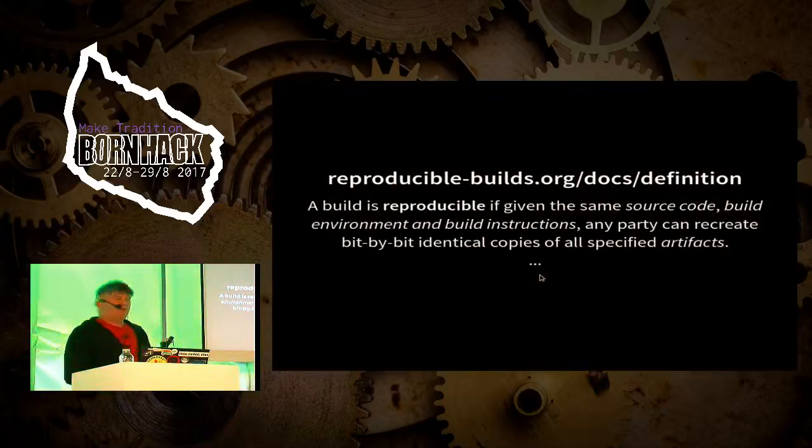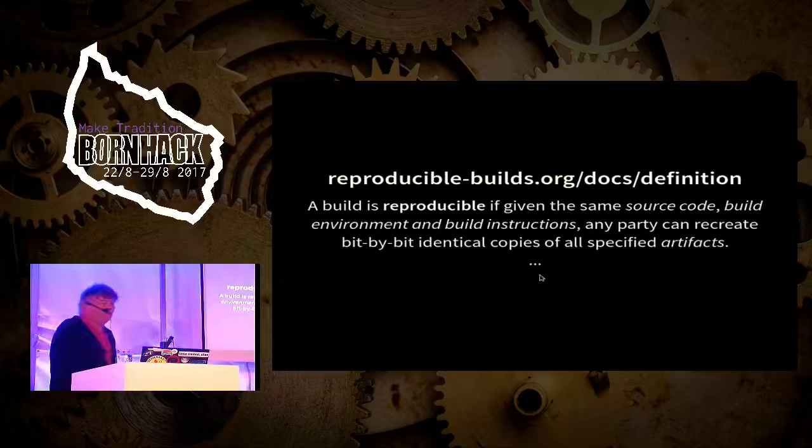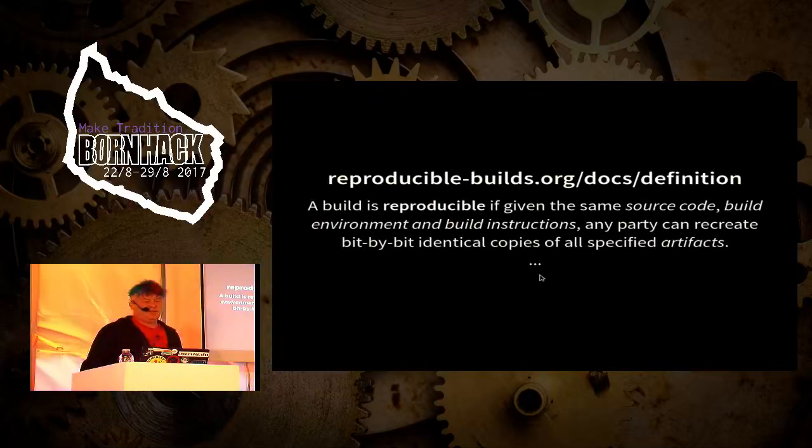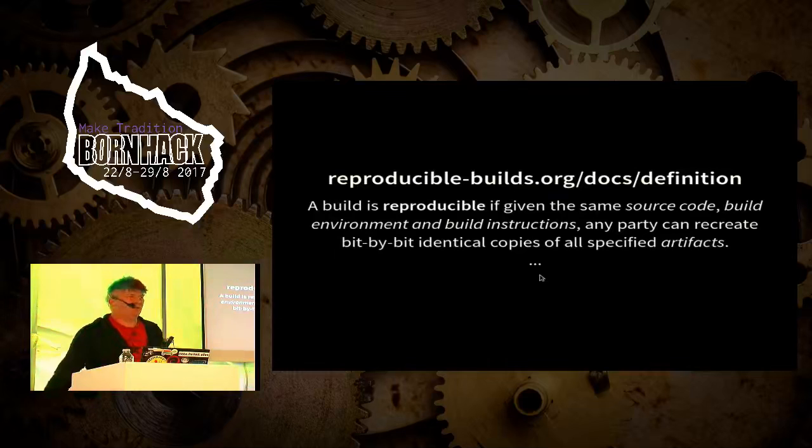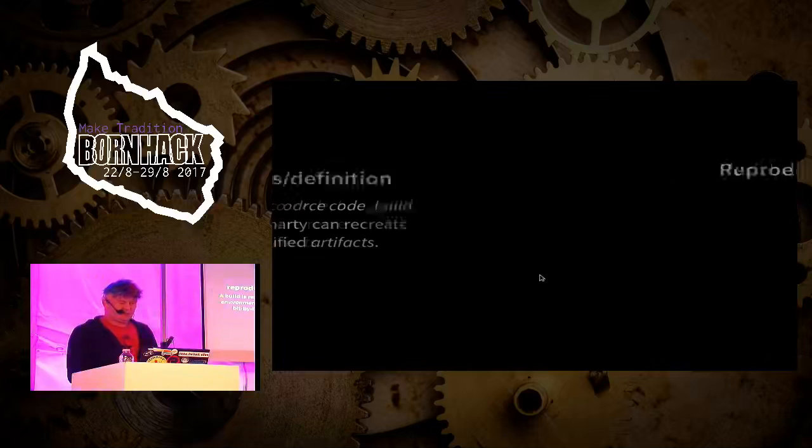And we also made a definition of what reproducible builds mean. A build is reproducible if, given the same source code, build environment, and build instructions, any party can recreate bit-by-bit identical copies of all specified artifacts. That means reproducible for us. And of course, we still need to define what is the build environment, what is the source code, and what are the artifacts. But this made it on the web page as a result of this summit.